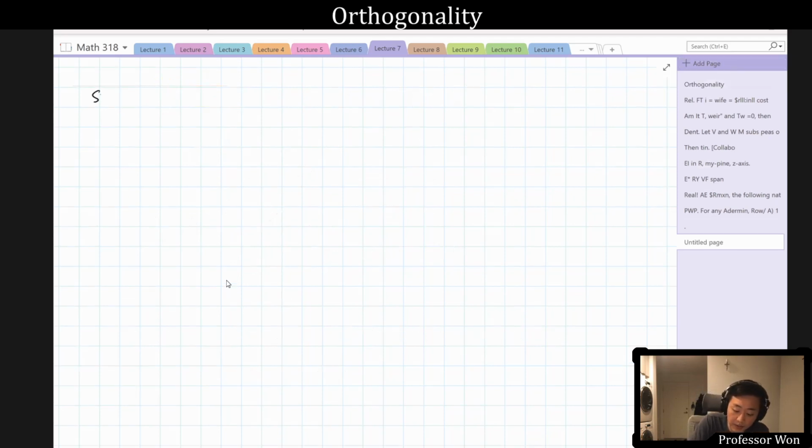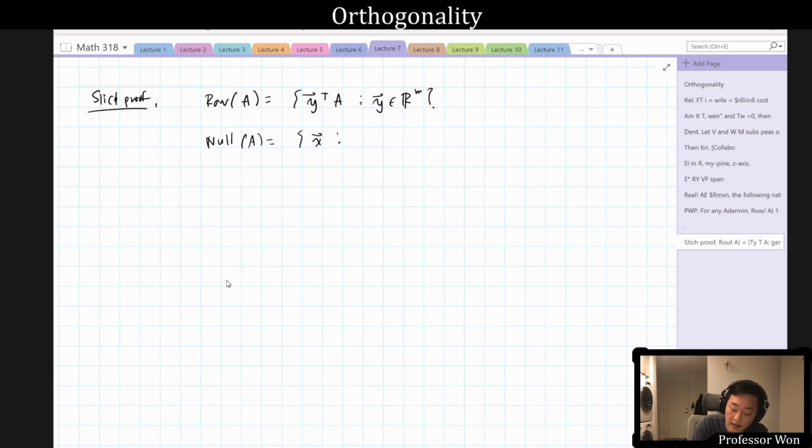Here's the slick proof. But honestly, understanding is more important than slickness, I think. The point is that the row space of A is defined to be all things that look like y transpose A, such that y is in R^m. And the null space of A is defined to be all things that look like x, such that A times x equals 0, x in R^n, I guess.